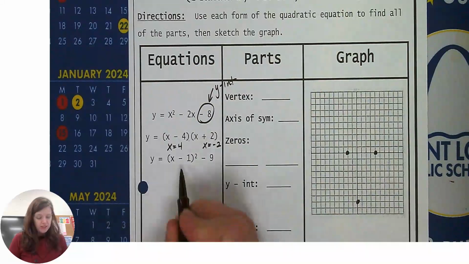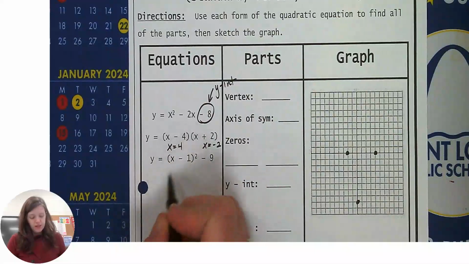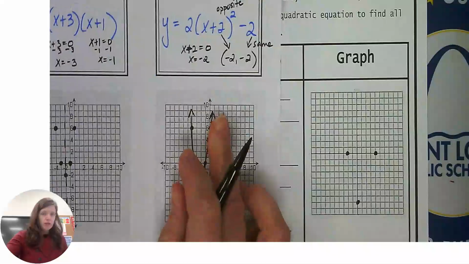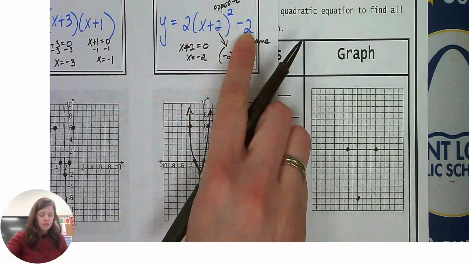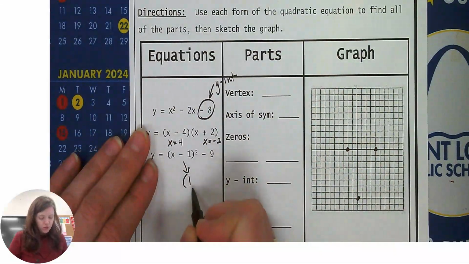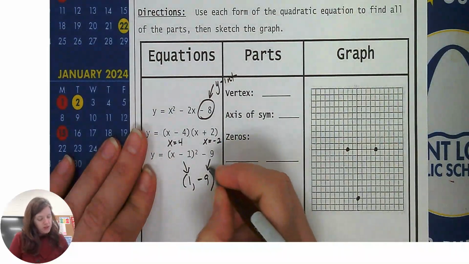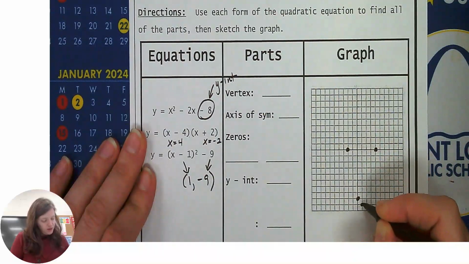vertex. And so my vertex is, again, in vertex form, that third form that we just learned about. It's the opposite of the one in the parentheses, and you keep the second one. So this is opposite, it'll be a positive 1, and this one is staying, so it's a negative 9. So positive 1 and negative 9. If I go to positive 1 and negative 9, it's right there.